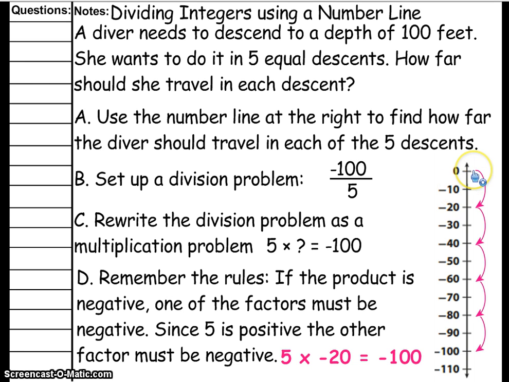So here we start at 0, and she dives down 1, 2, 3, 4, 5. She reaches the 100 feet. We have our 5 groups, and we're descending 20 feet at a time.